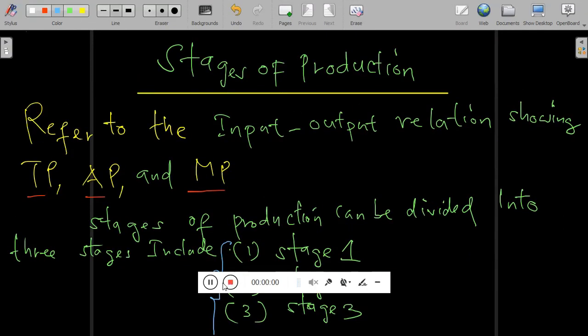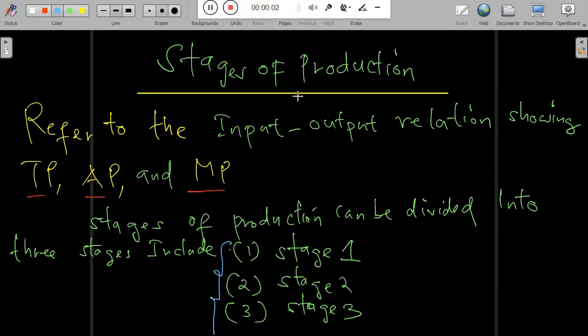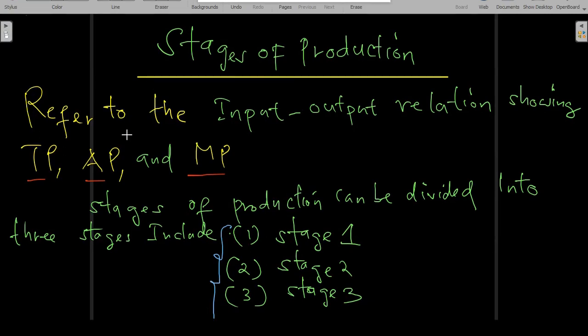Let us discuss the stages of production. Stages of production refer to the input and output relation showing total product, average product, and marginal product. Stages of production can be divided into 3 stages. Here we are going to focus on these 3 stages, that include stage 1, stage 2, and stage 3. So let's look at an illustrative diagram that shows how the first, second, and third stage operate.